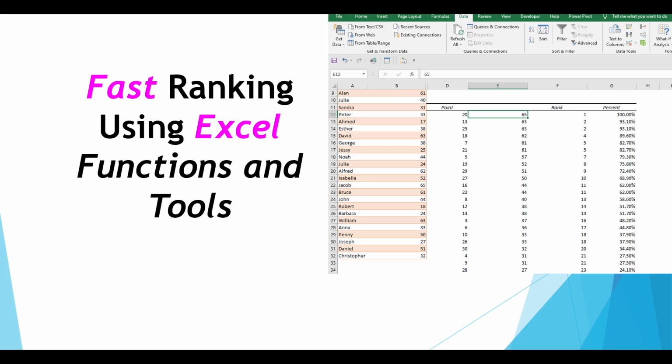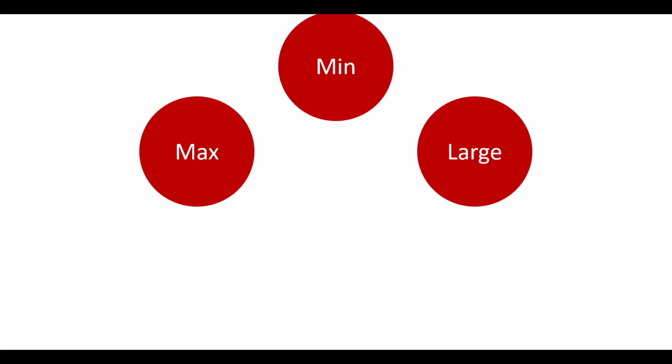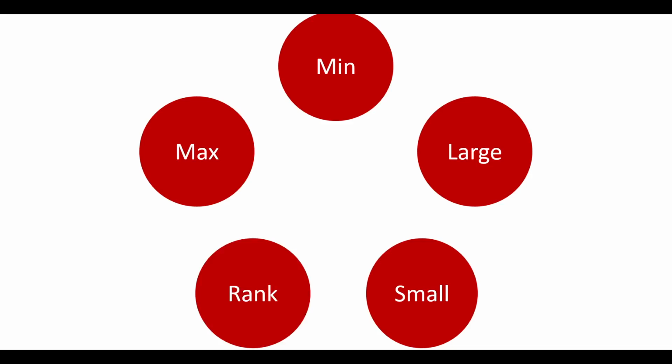Today we are going to talk about fast ranking using Excel functions and tools. We are going to discuss 5 rank functions: the max function, the min function, the large function, the small function, the rank function. In addition to them, we are going to review the rank and percentile analysis tool.